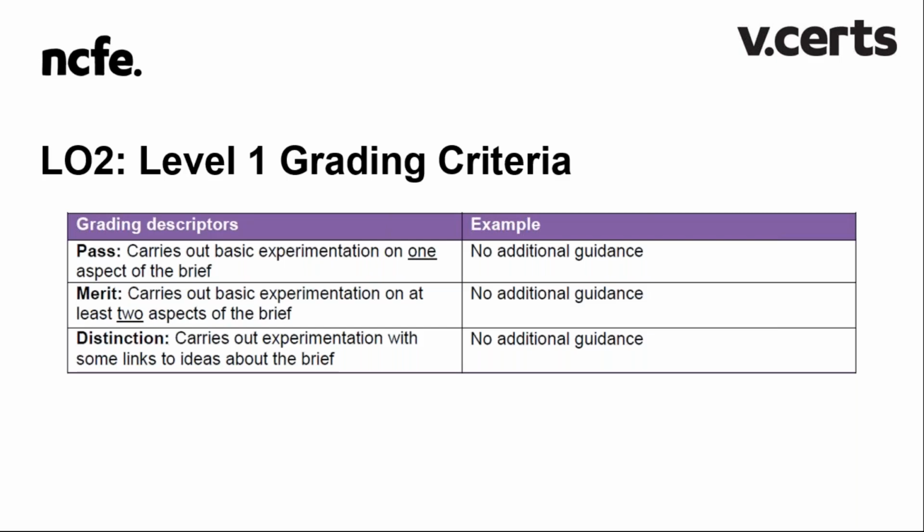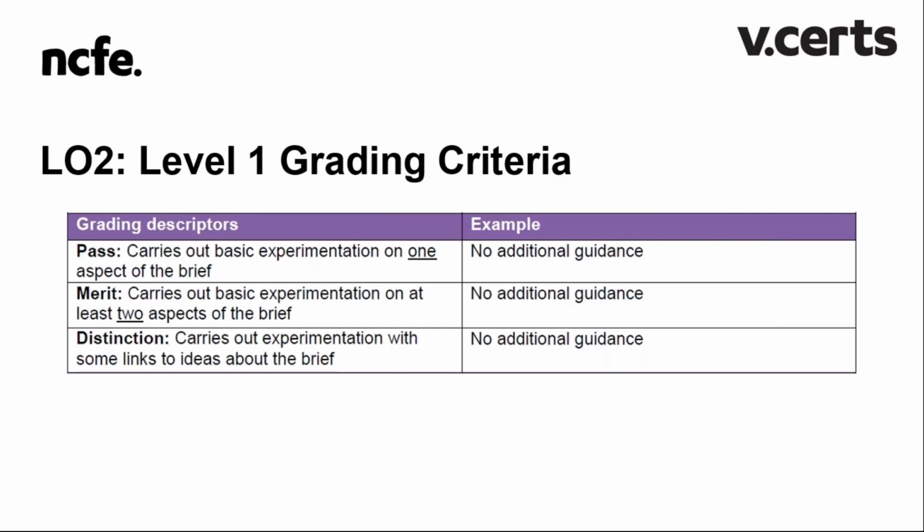So we'd be looking at level 1 for a pass, some basic experimentation on one aspect of the brief. So one aspect of the brief could be a colour scheme that they're given to work to. It could be a particular amount. It might be a client saying they want a holding page. It might be saying I want 2 or 3 pages. It could be a presentation even, an interactive presentation. So we'd be looking for one aspect of the brief with some basic experimentation for a pass.